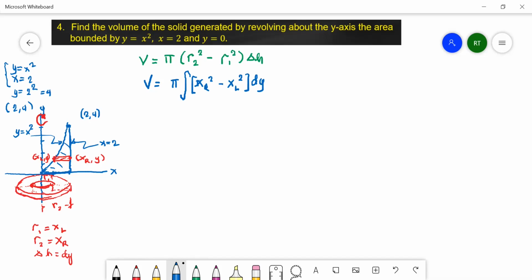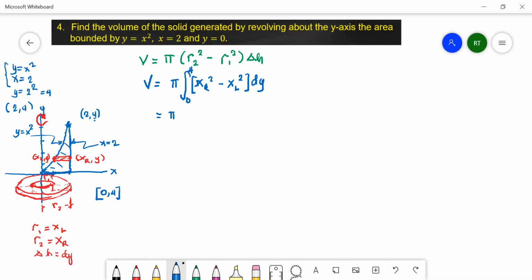And since the variable of integration is y, then we shall consider the closed interval from y is equal to 0 to y is equal to 4. The lowest value of y is 0 and the highest value of y is 4. So we are considering the closed interval from 0 to 4. Okay, therefore the integral must be evaluated from the lower limit 0 to the upper limit 4.